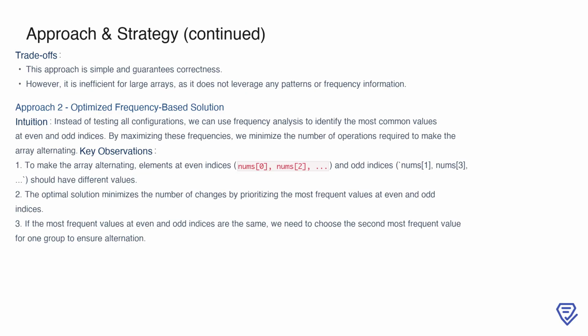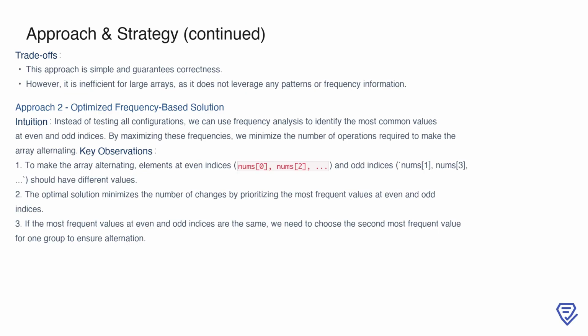This leads us to a more efficient strategy, an optimized frequency-based solution. The key insight here is that instead of testing all possible configurations, we can analyze the frequency of values at even and odd indices separately. By identifying the most common values in each group, we can minimize the number of changes needed to achieve an alternating array. The problem boils down to ensuring that the values at even indices differ from those at odd indices, which is essential for maintaining alternation.